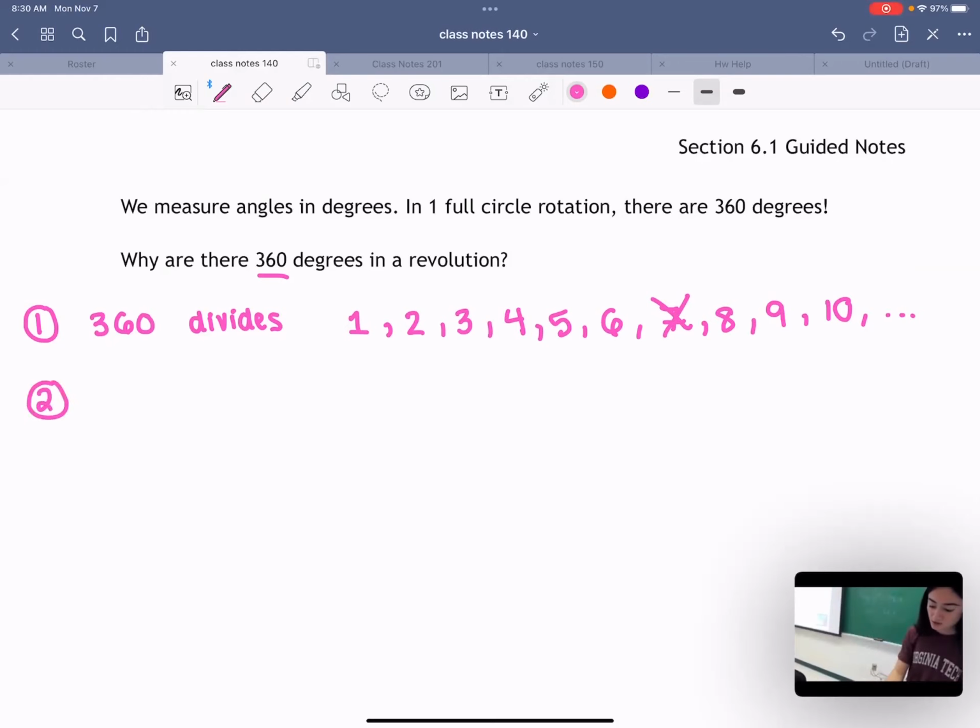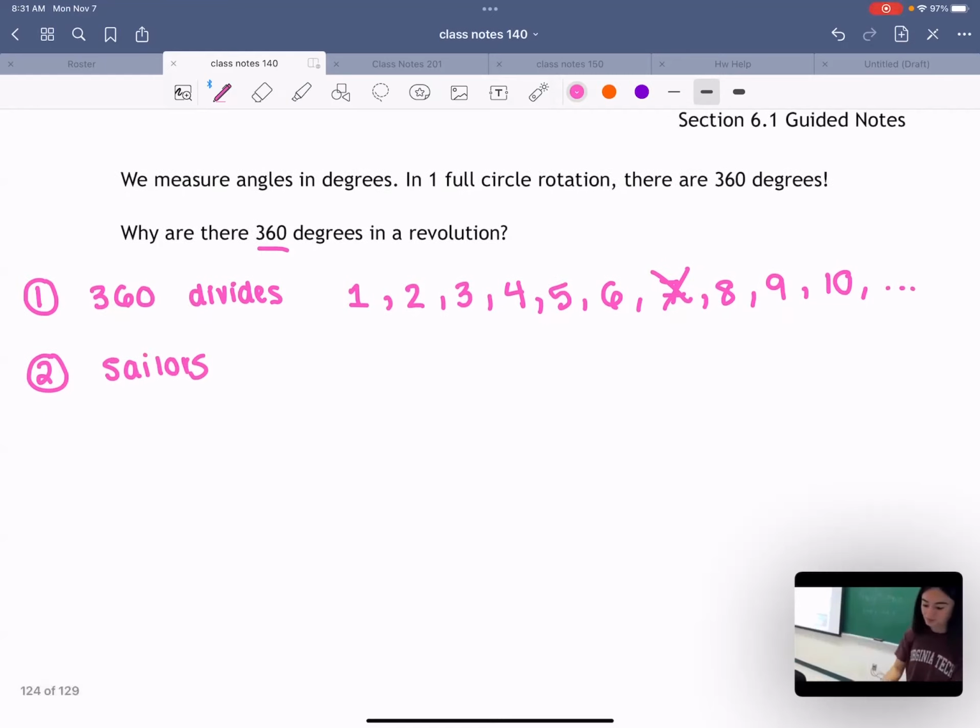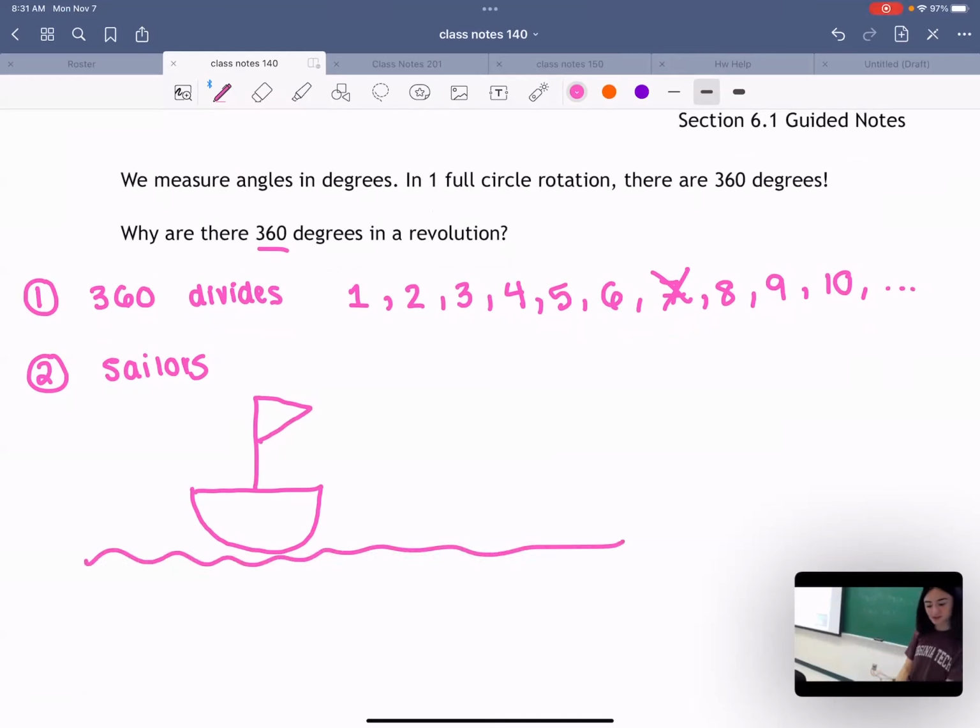The second reason we use 360 is sailors. Okay, sailors are the reason that we use 360 degrees for a circle. And how I'm going to explain this is let's pretend we're a sailor. Okay, so we're on a boat. We got a little flag, and we're on the sea. Okay. I know, amazing math class, right? It turns into drawing class.